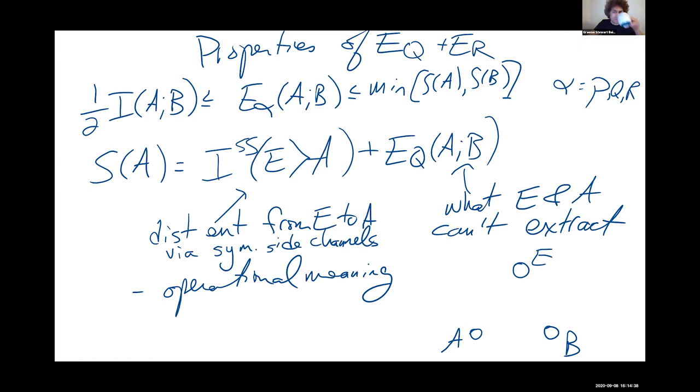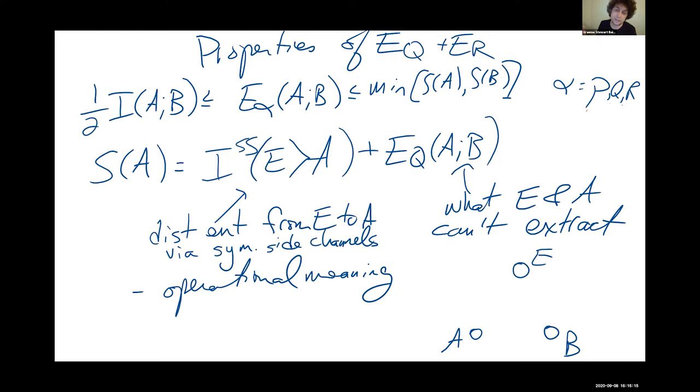I wanted to mention some properties of EQ and ER. These are the two new correlation measures. The first is that they both sit nicely between the mutual information between A and B and the minimum entropies of A and B. That's actually true for P, for Q, and for R. This was one of the motivating inequalities that was used to sort of propose that this entanglement of purification corresponds to the entanglement wedge cross section.